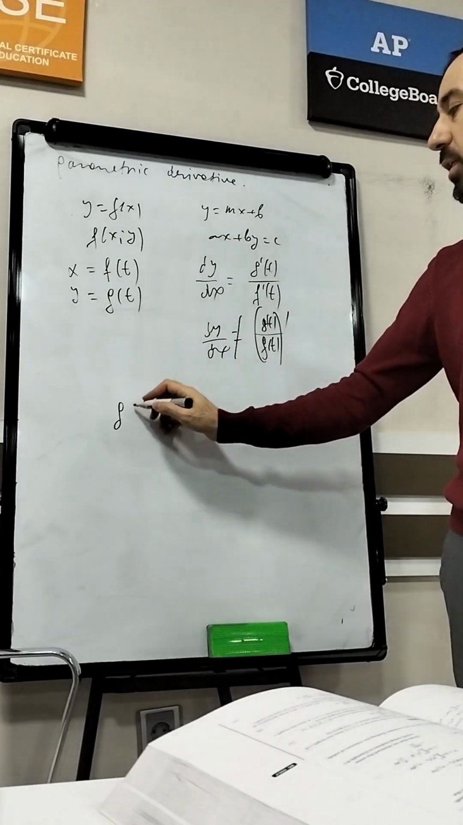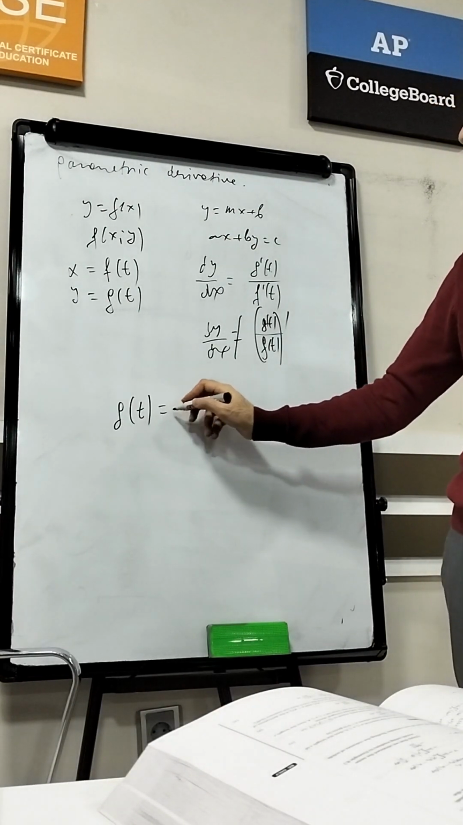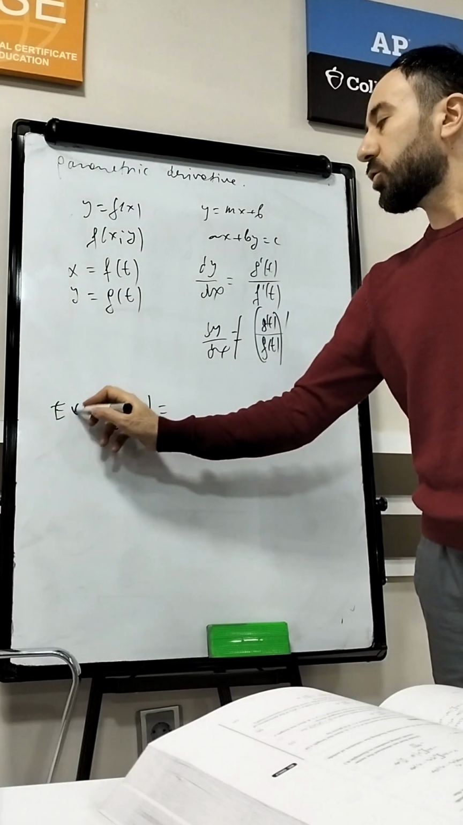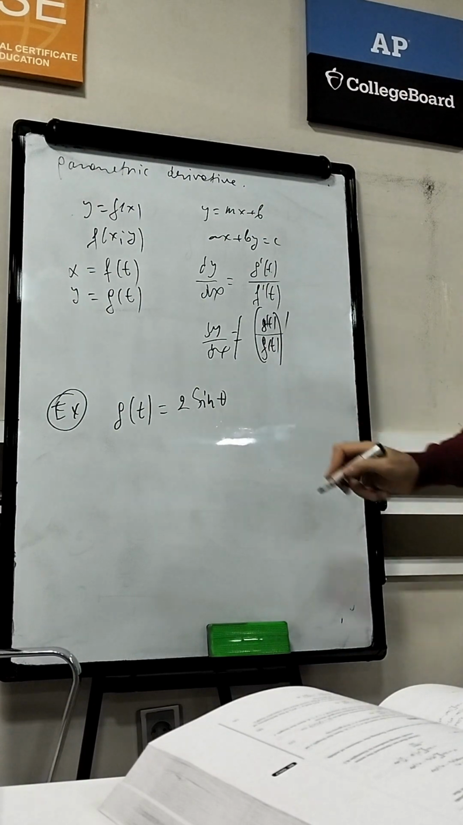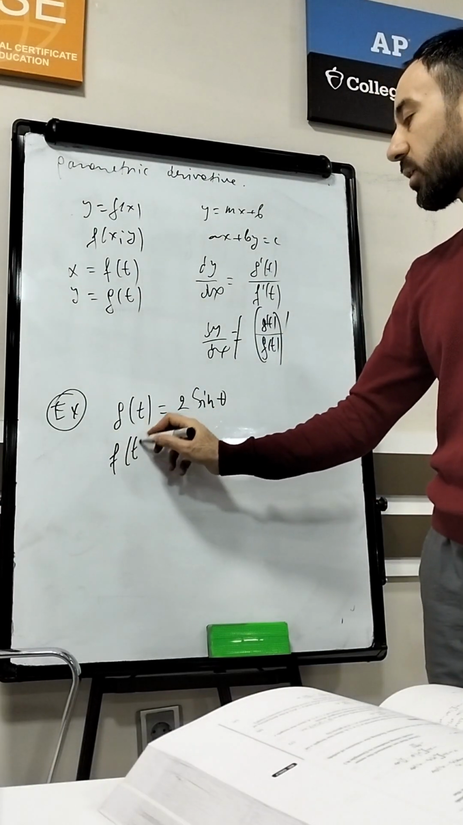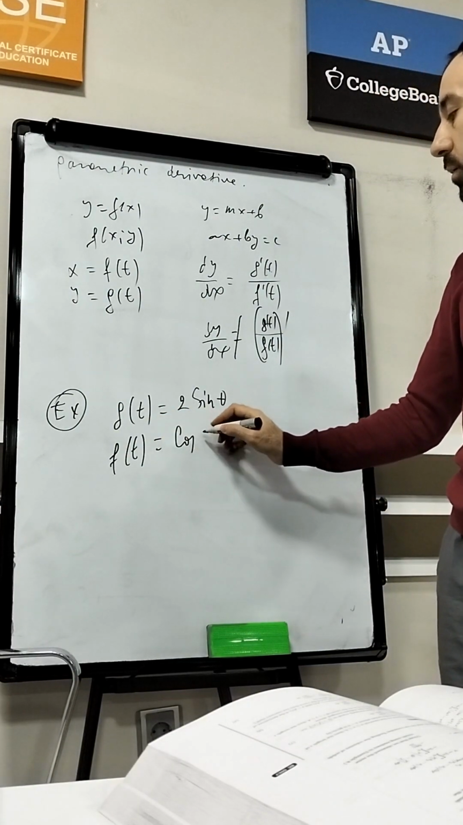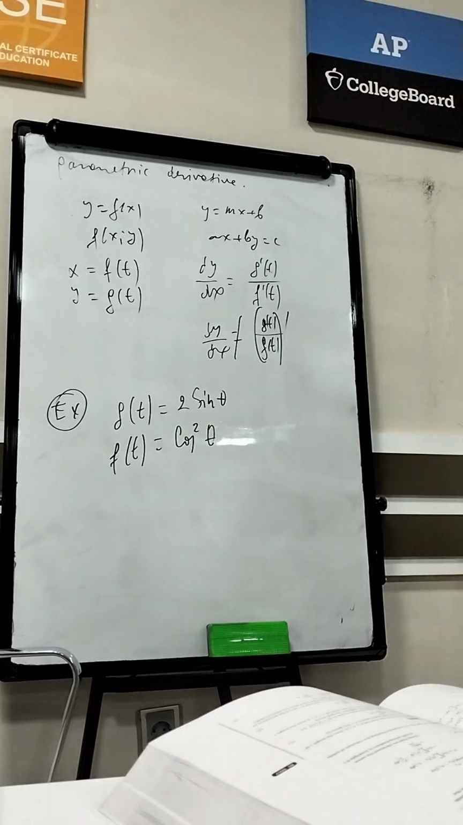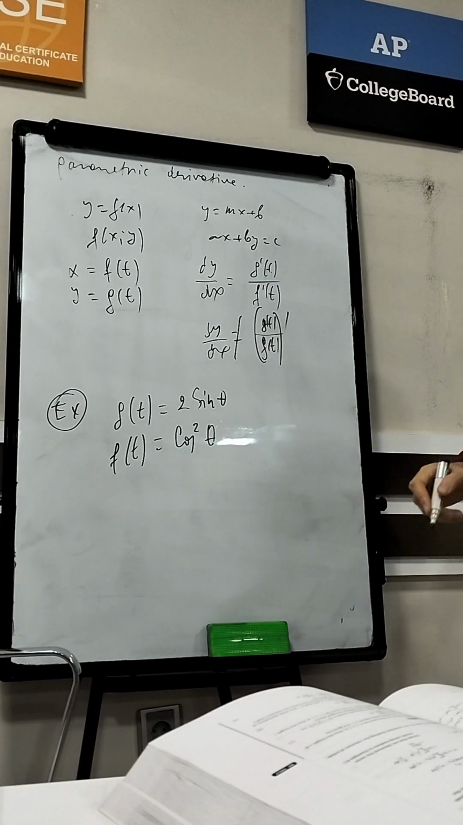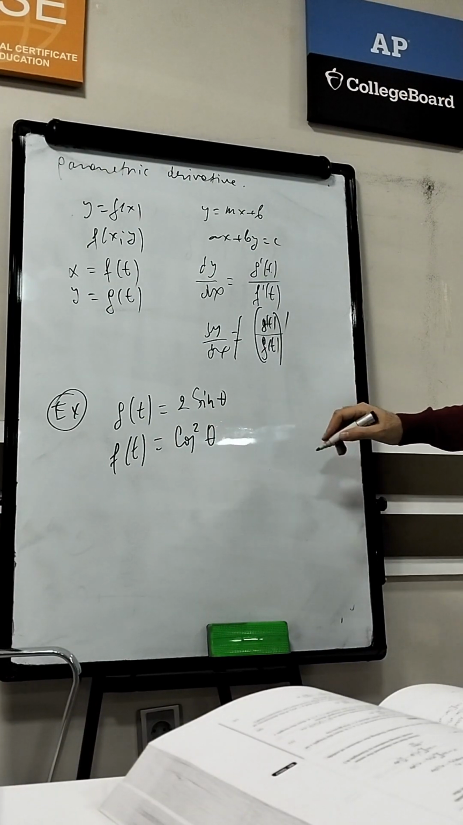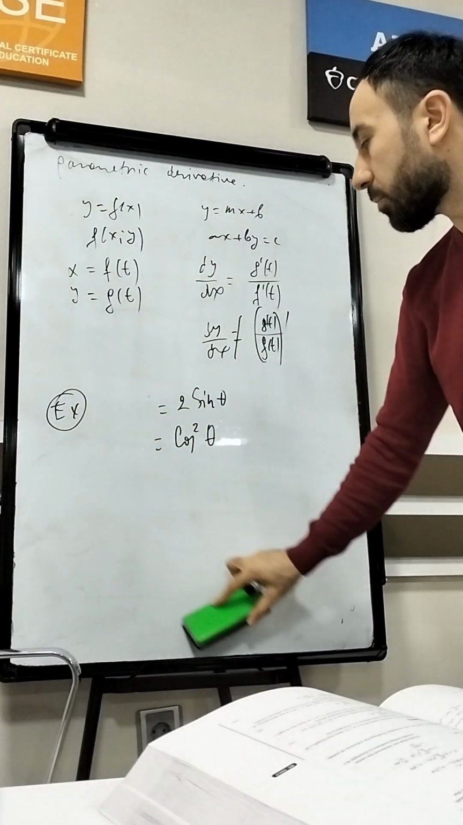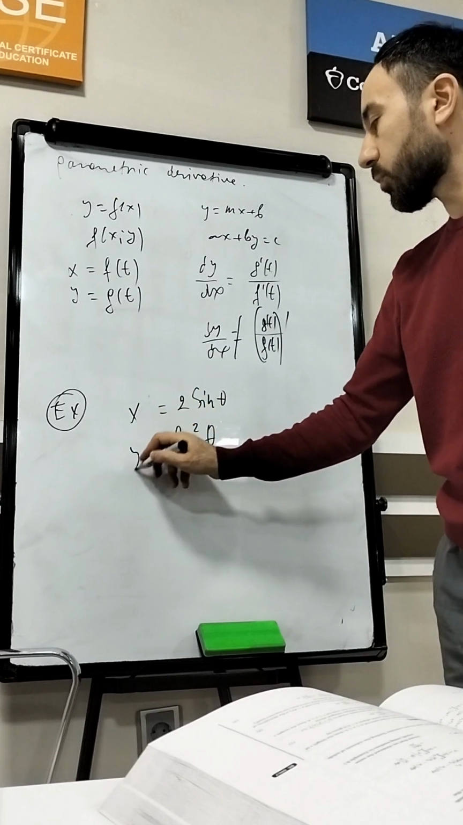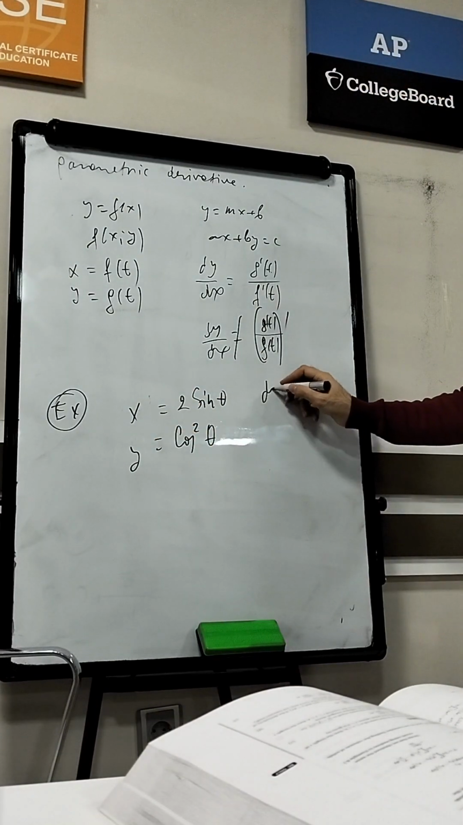Example. The g(t) function, example for you, is 2 sine theta. The f(t) function is cosine square theta. I mean this is x, this is y, okay? What is dy/dx, guys?